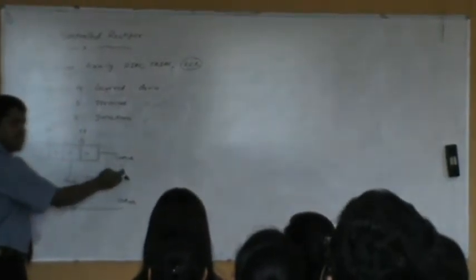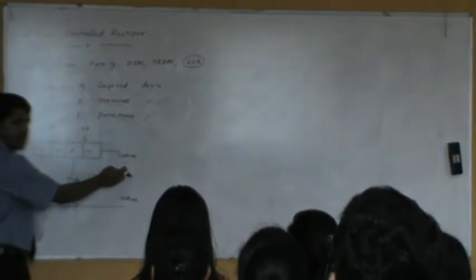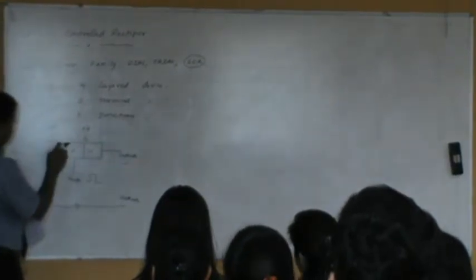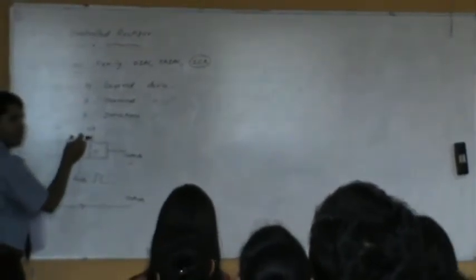Look at here, P is connected to almost the negative because of this negative power supply. And look at N here. N is positive because of the positive power supply. So N is positive, P is negative. What kind of bias? It is reverse bias.